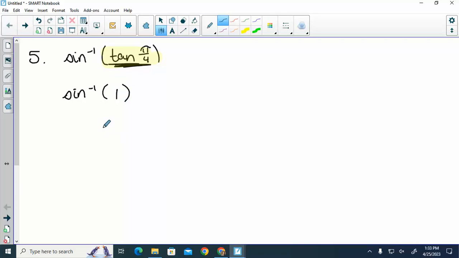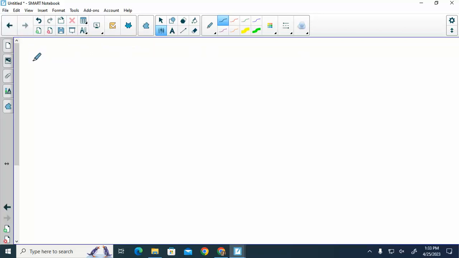So sine inverse of 1 means tell me the angle that makes sine equal 1. If you think about your unit circle, sine is the y. So when is y equal to positive 1? Pi over 2 or 90 degrees. The directions didn't say degrees or radians, so you could do either. Is that okay?